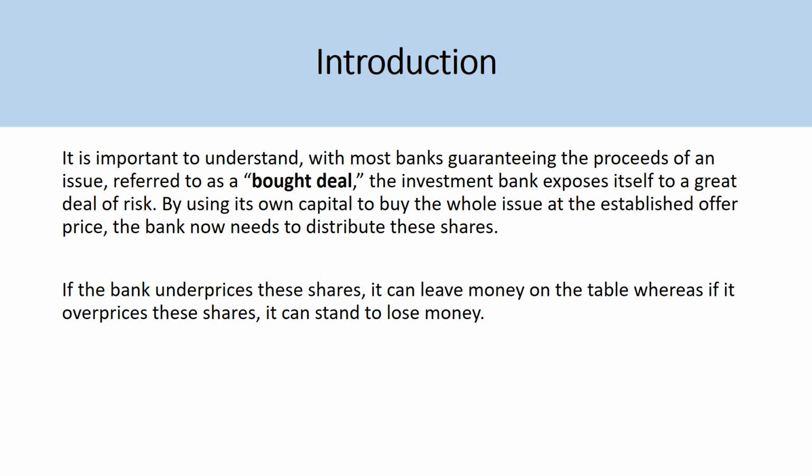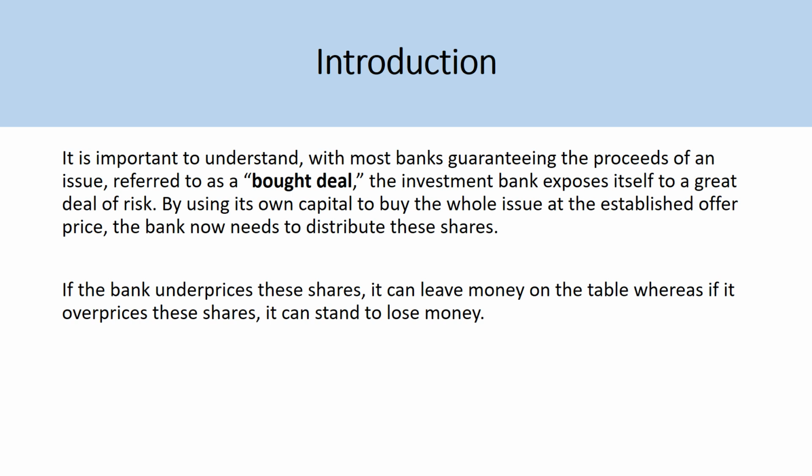Now, if the bank underprices these shares, it can leave money on the table, whereas if it overprices these shares, it can stand to lose a lot of money because it's marked to market. So at the end of the day, they're going to price those shares and say, for example, the deal doesn't go well, so they overprice it. And so when they list the shares, the stock falls significantly, and especially because people will anticipate further falls as the bank needs to unload those shares. So there's a lot of selling pressure, and so the stock keeps falling.